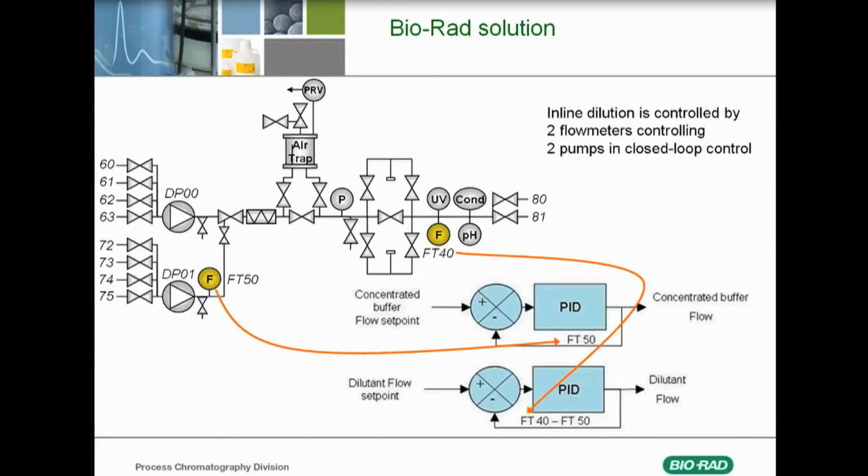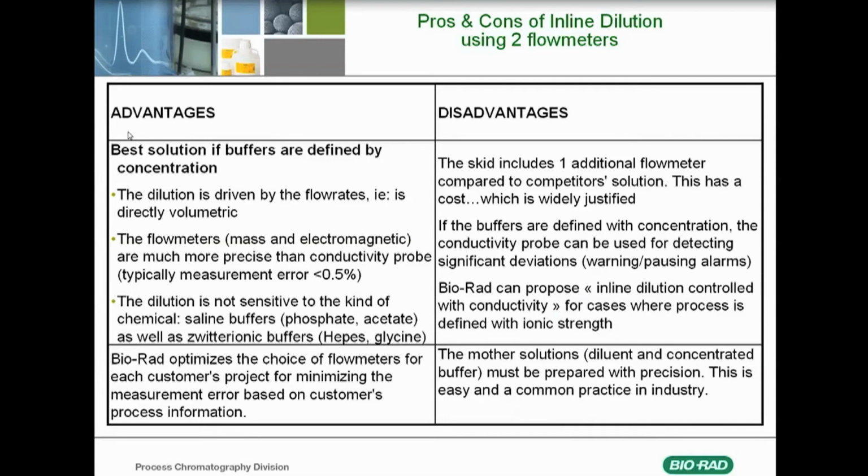So what does it make in difference? The first one is that as we use two flowmeters, we are directly working on volumetric. So this is really the best solution if the buffers are defined by concentration. So if your application is defined by concentration, we have a direct measurement. Also, one other advantage is that the flowmeters, which can be massic or electromagnetic, are much more precise than the conductivity probe. Typically, the measurement error is less than 0.5% error. And if you are using the optimal of the range of the flowmeters, it is going to be plus or minus 0.15 to 0.20% of error, which is almost 10 times less than the conductivity probe.